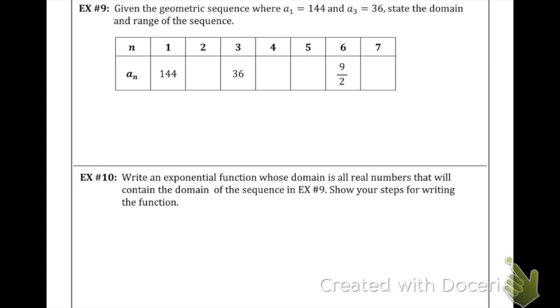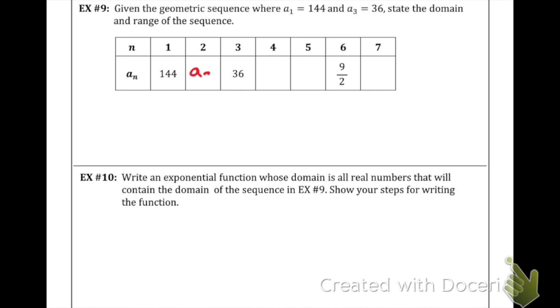Okay, let's move on to example 9. Given the geometric sequence, we're given a first term of 144, third term of 36. We want to state the domain and range of the sequence. So we need to figure out, we have all the domain, right? We have 1, 2, 3, 4, 5, 6, 7. We do not have the range. We have some blanks there that we need to figure out.